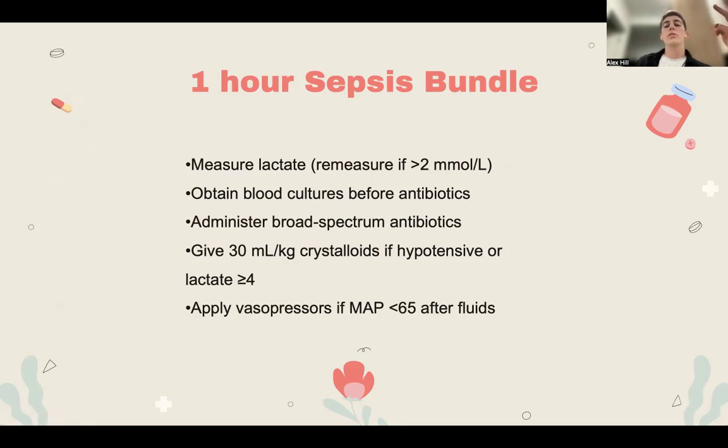Then you give the crystalloids if hypotensive, or lactate is greater than or equal to 4, right? Get perfusion to those kidneys, dilute it a little bit, get perfusion to the rest of the body, and then apply vasopressors if MAP is less than 65. The main vasopressor you're going to give is norepinephrine.